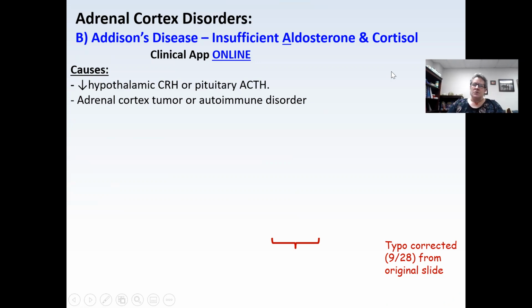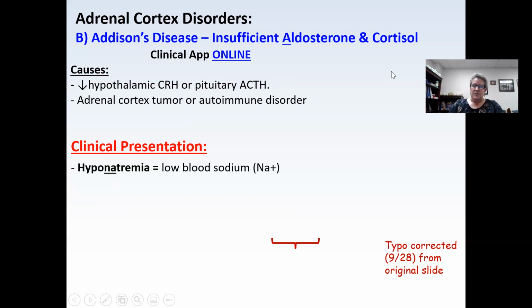So if you don't have enough aldosterone, you're not going to retain salt from your kidneys. Less salt's going to go back into your bloodstream. You're going to end up peeing that salt out. And if you're not retaining salt, that means you're not retaining water. The water is going to be following the salt out in your urine. And so what's going to happen is you're going to be dehydrated. Okay, so you're losing salt and water out in your urine. So what happens is the presentation is low blood sodium because you're losing it. And that's called hyponatremia.